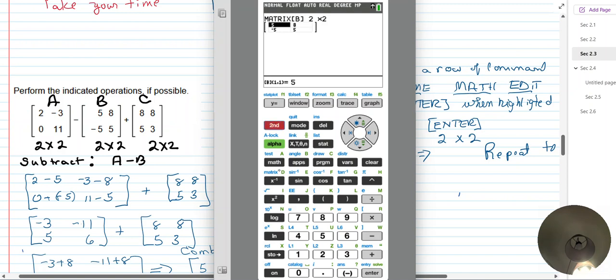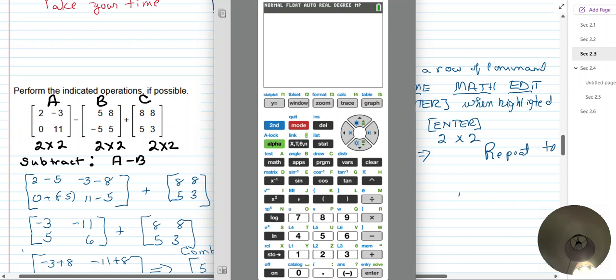So I'm going to go second matrix, and I'm going to go to edit, and I'm going to go to C. And I want to enter 2 by 2. This is going to be an 8, a 5, and a 3. And I make sure I have it right. So I have it right. So I'm going to do second quit on my home screen.